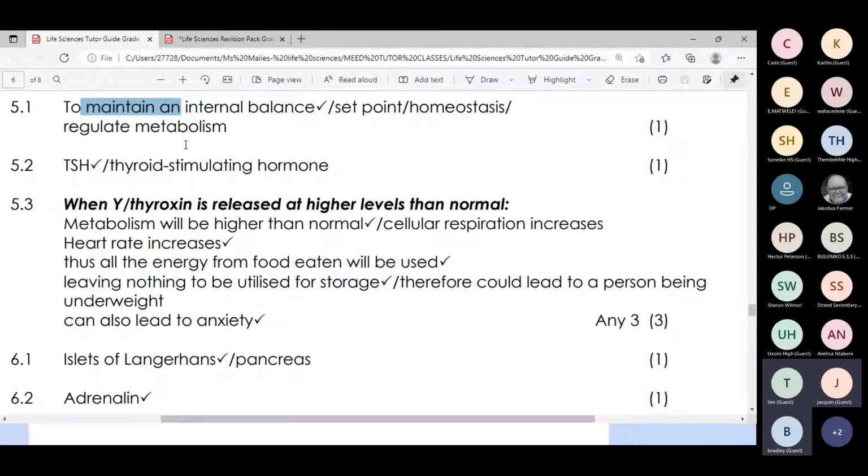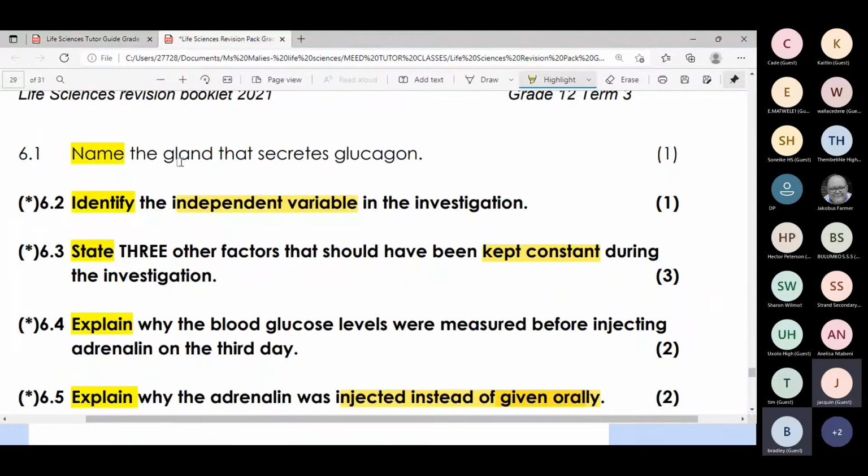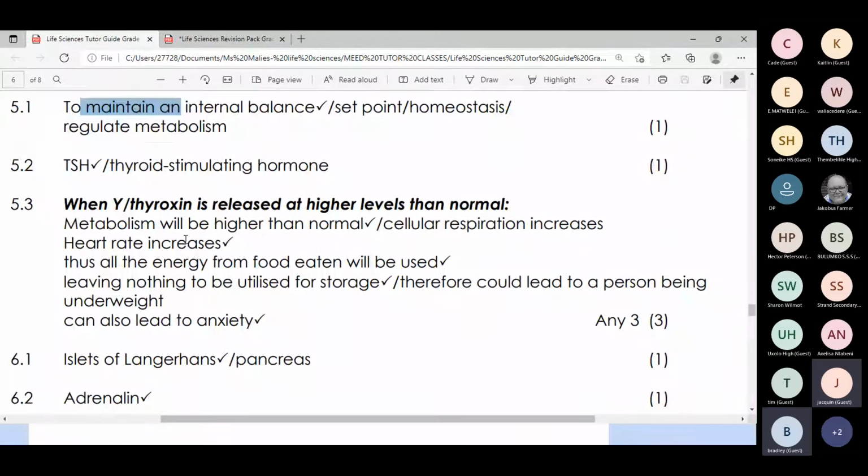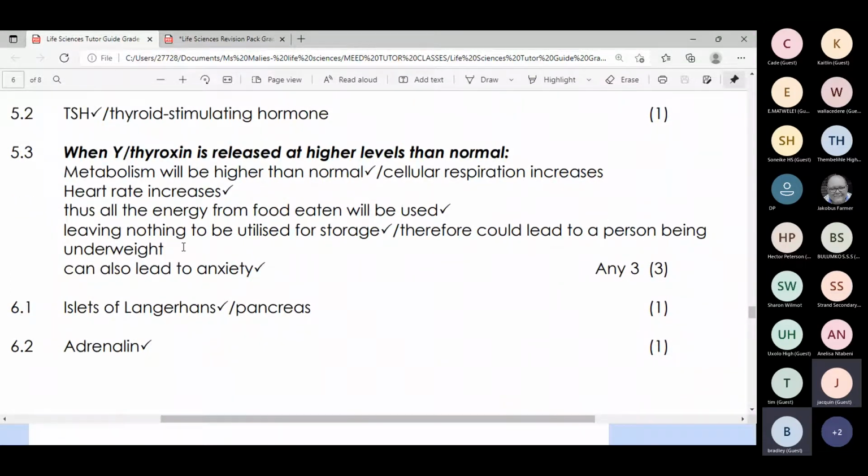Remember, which gland, which hormone? They asked you the gland that secretes glucagon. The gland is, you can either say the islets of Langerhans, which is found in the pancreas. Glucagon and insulin is secreted by the pancreas.